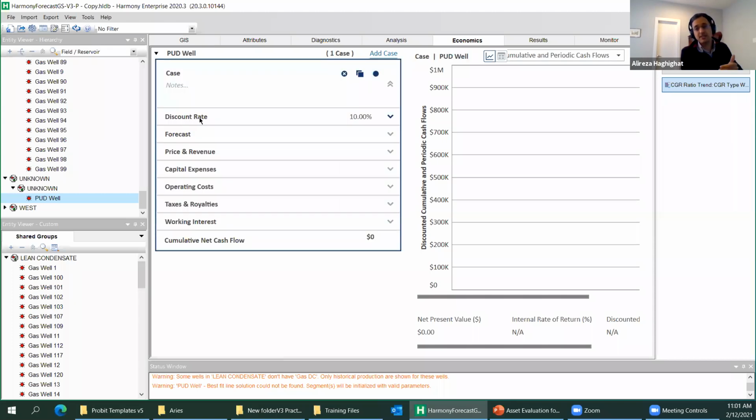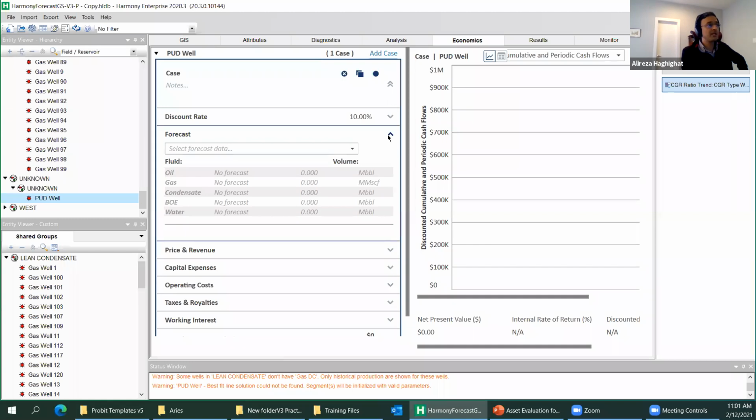So for your net present value calculations, you need to first assign a value for your discount rate. Our discount rate is 10%. Then you need to bring in some gas and condensate forecasts. You remember we created a type well for gas. So we bring the gas forecast, and we bring the condensate forecast.